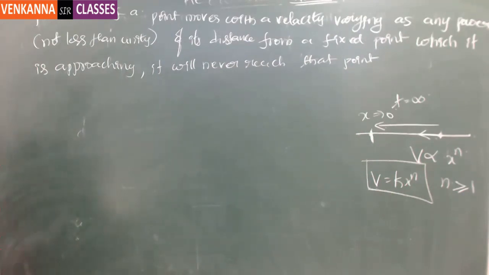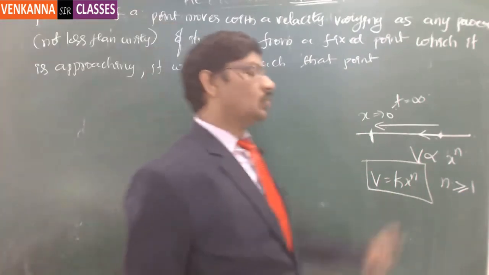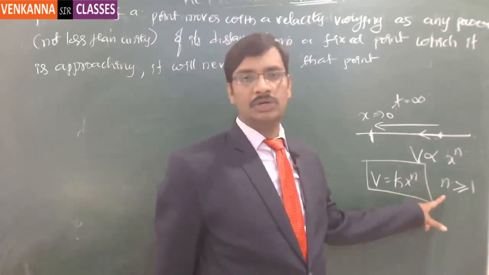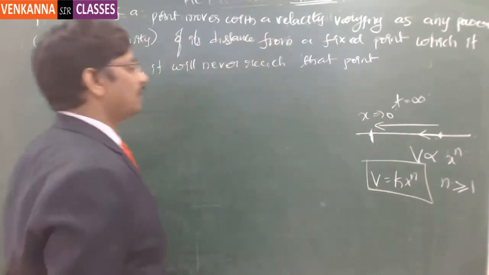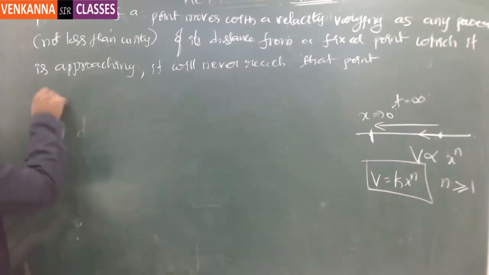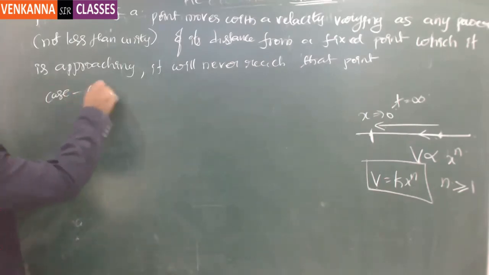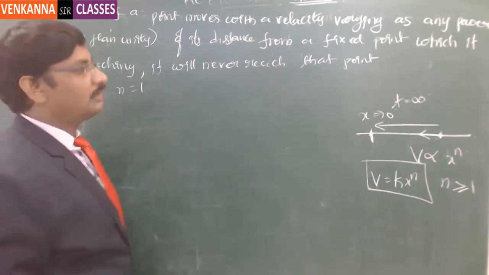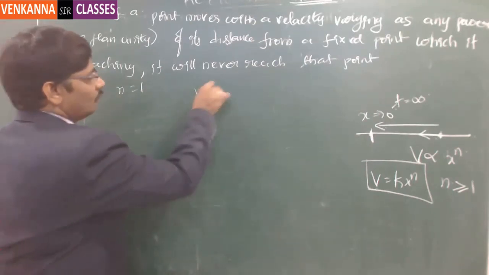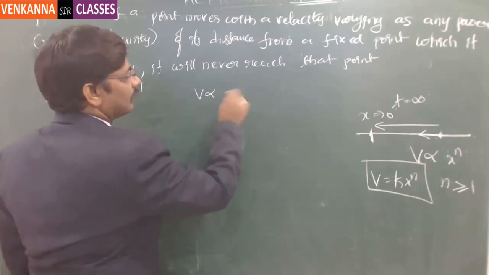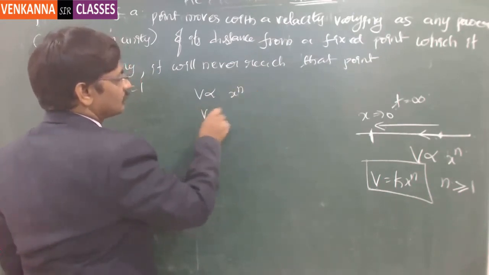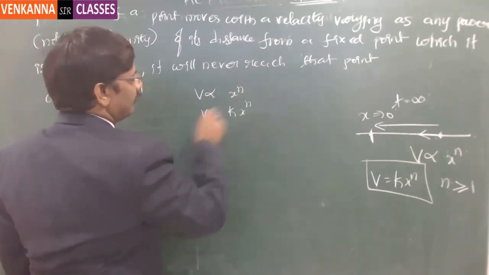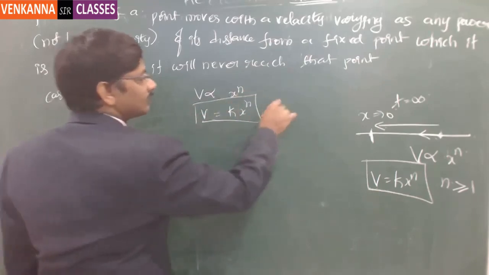So that's great. But here we need to consider two different aspects, n greater than or equal to 1. So we have to treat two different cases. One is case 1, we have to treat n is equal to 1. Why? Because n greater than or equal to 1, what he says is v is directly proportional to x power n. That means v is equal to k times x power n. Now this n may be greater than or equal to 1.